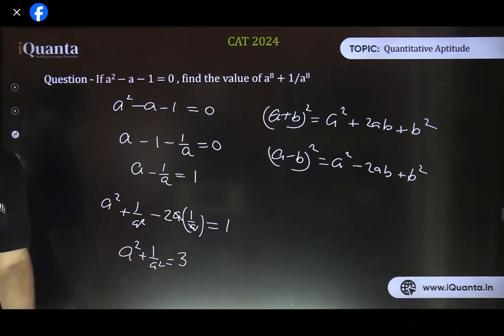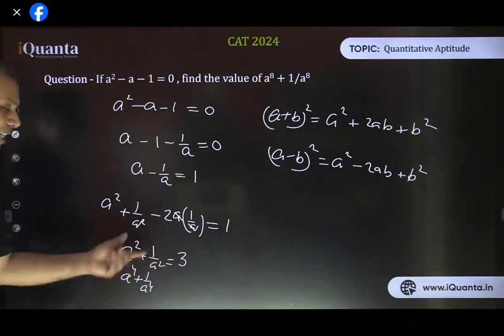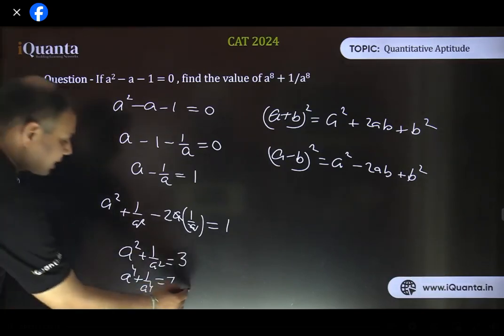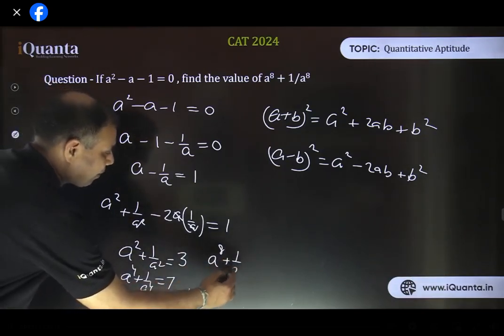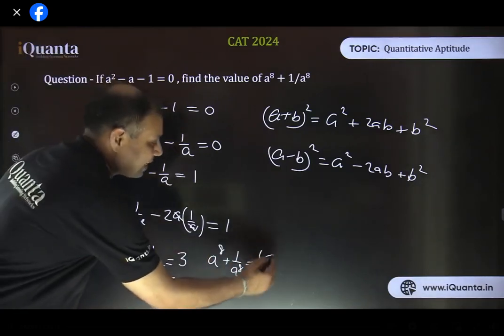Now following the similar steps 2 more times. Again squaring it, I will get a power 4 plus 1 upon a power 4 plus 2 into this, that is 2 only, equal to 9. So 9 minus 2 will make this equal to 7. And in the final step, again the same way, squaring again, a power 8 plus 1 upon a power 8 will be 7 square, that minus 2. So 49 minus 2, so 47 is the right answer.